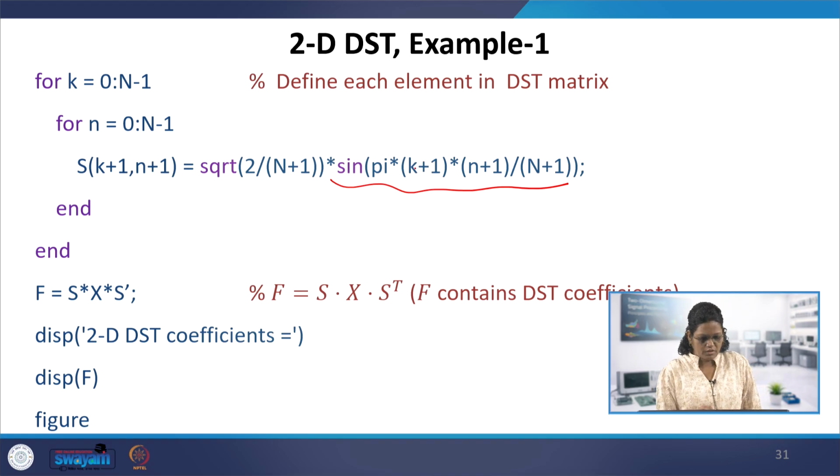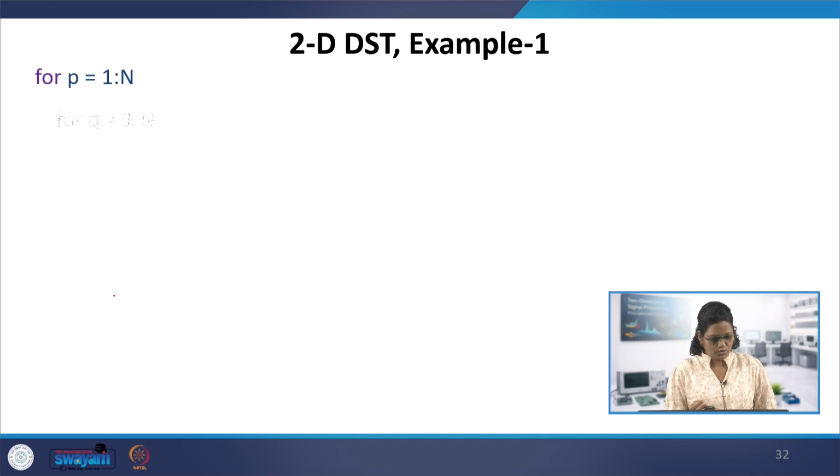So this is having the sine, and once we have S, how do we get the transformed one? Yes, S times x times S transpose, right? So that's the DST coefficient. F, or whatever variable you want to use, any alphabet can be used. F equal to S star x star S dash. Here we have seen this in the example as well: S x S transpose gives the DST coefficients. So calculating this S and then obtaining it for 2D, S x S transpose gives the DST coefficients for 2D.